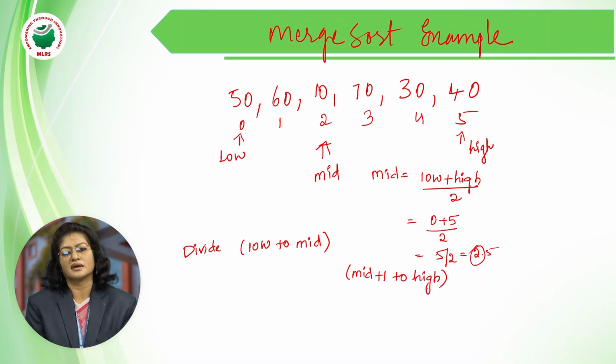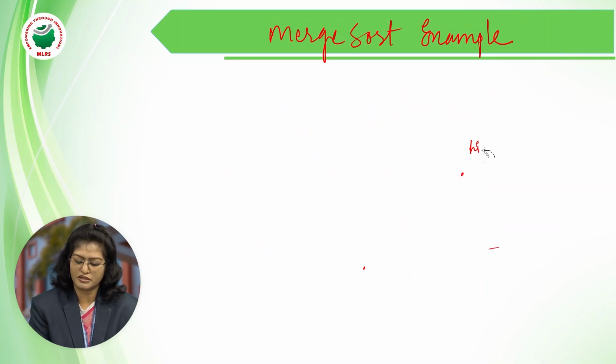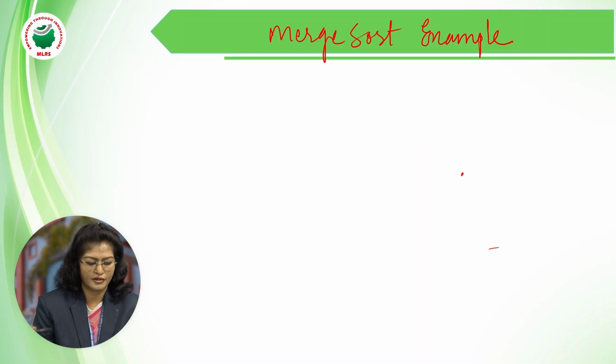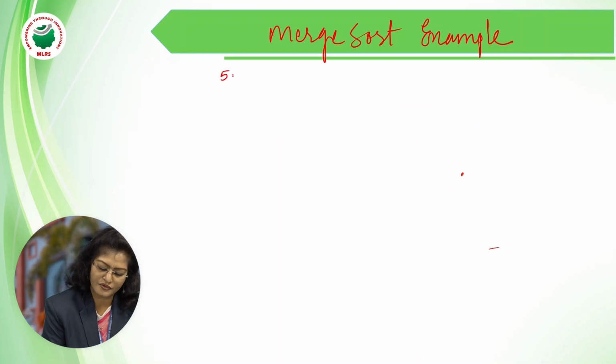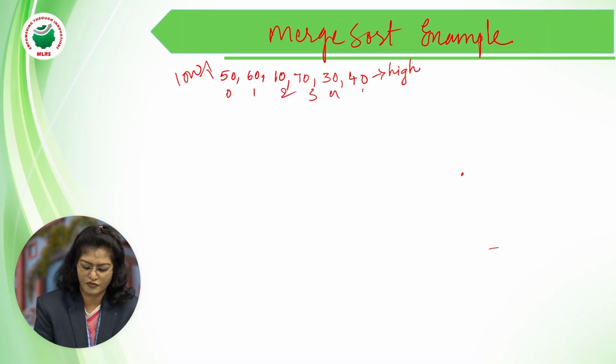This is where you need to consider the paths here. All right, so now we will take all this process. We got an idea of what is low, what is high, and all that. Now I'll write here 50, 60, 10, 70, 30, 40. This is high. This is low. 0, 1, 2, 3, 4, 5.